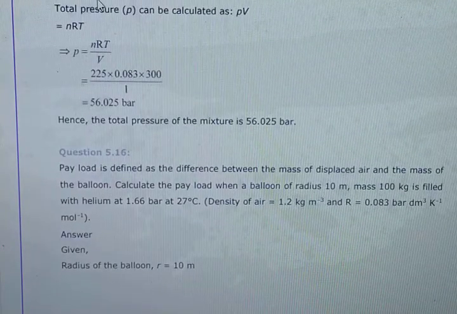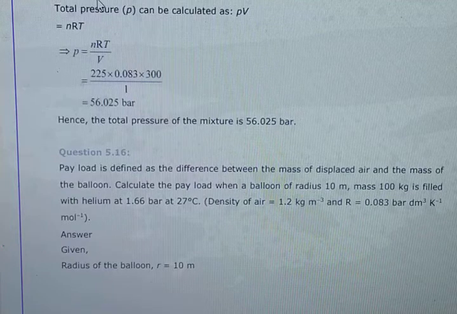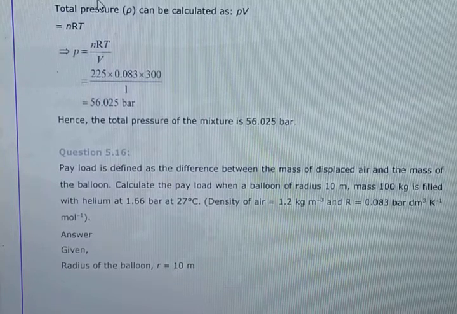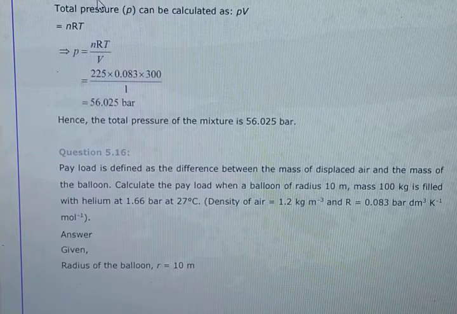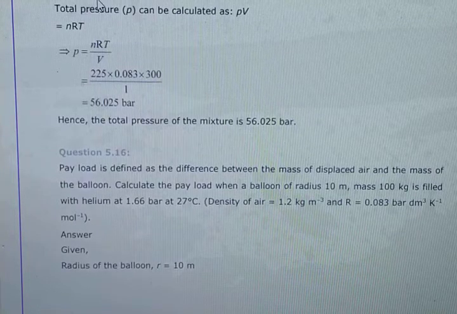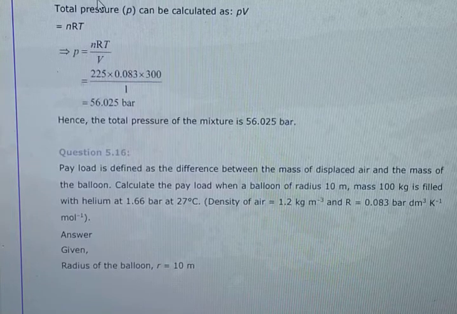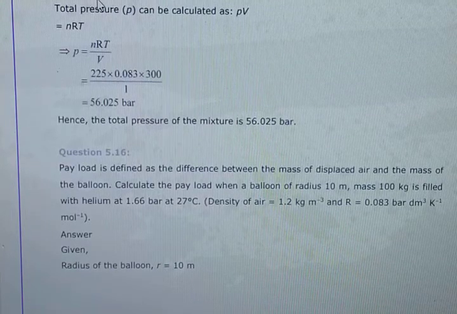Now we are moving toward question number 16. Payload is defined as the difference between the mass of displaced air and the mass of the balloon. Calculate the payload when a balloon of radius 10 meter, mass 100 kg is filled with helium at 1.66 bar at 27 degrees Celsius. The density of the air is 1.2 kilogram per meter cube, and the gas constant R is 0.083 bar decimeter cube per Kelvin per mole. So the radius of the balloon is given, that is 10 meter.